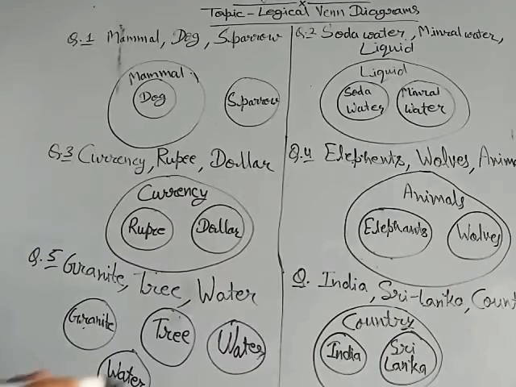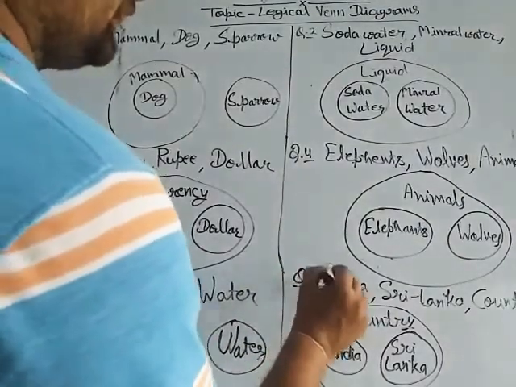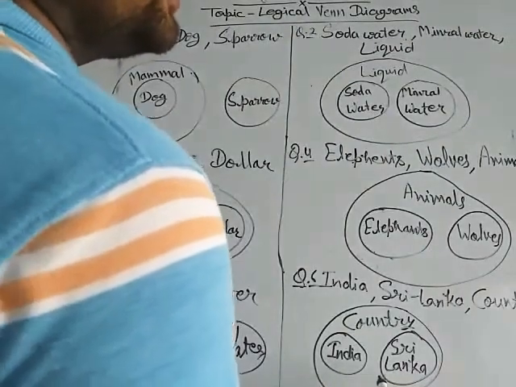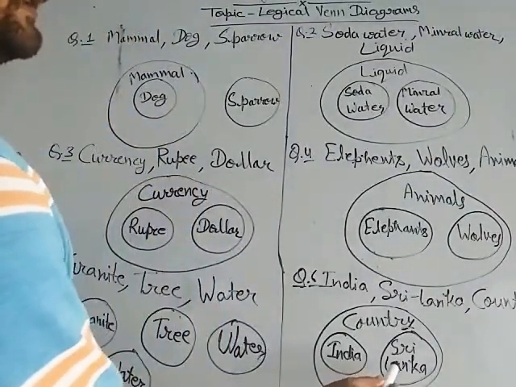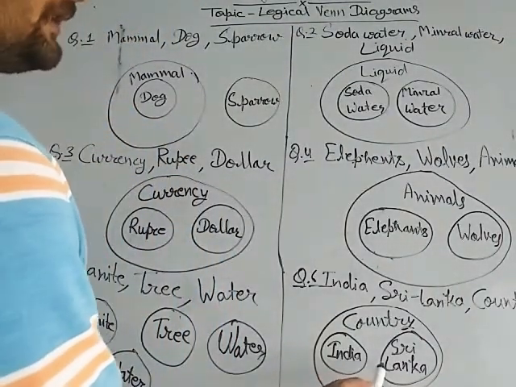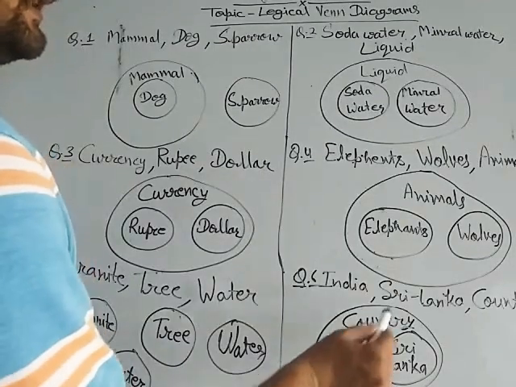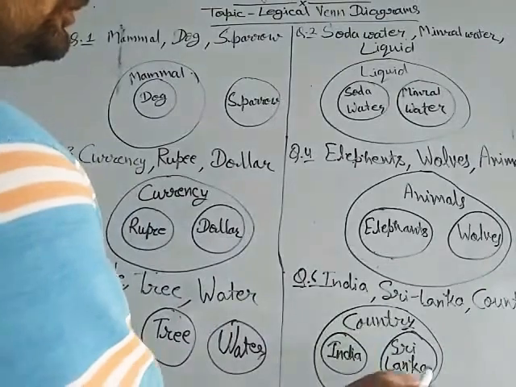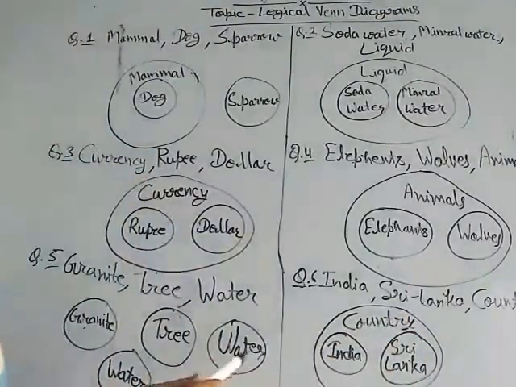Okay, question number 6. India and Sri Lanka are different countries, so both are represented like this, and both are in the category of country, so both will be in the country.